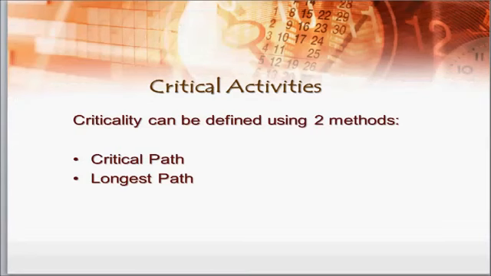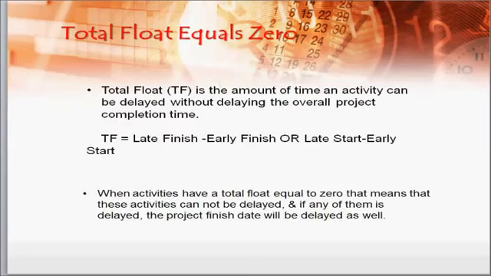Critical activities. Criticality can be defined using 2 methods: critical path or longest path. The first method is the critical path, or total float equals 0, where total float is the amount of time an activity can be delayed without delaying the overall completion time. Total float can be calculated by subtracting the early finish from the late finish, or early start from late start. When activities have a total float equal to 0, that means that these activities cannot be delayed, and if any of them is delayed, the project finish date will be delayed as well.